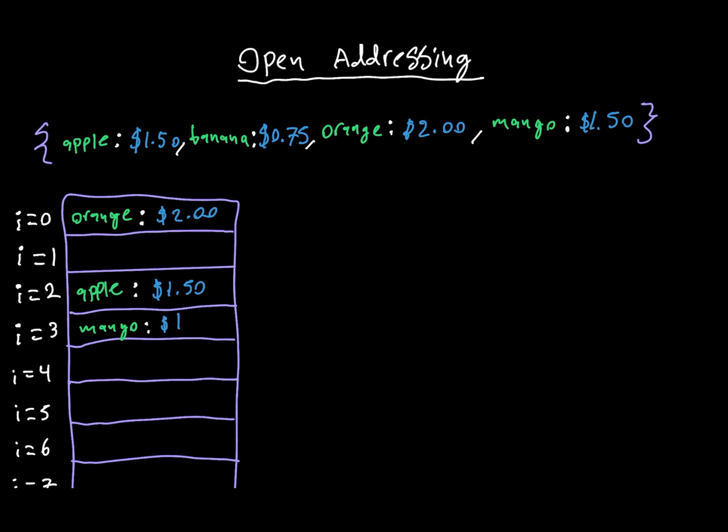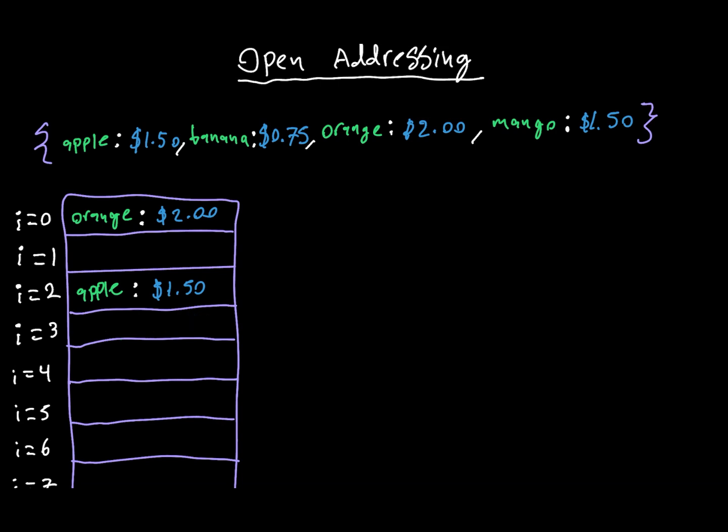And you get your value of $1.50. So then once you want to search for mango, you would once again go to the hashing function, it gives you 2, and then you would keep incrementing the index until you get to a space where the key matches up, right?